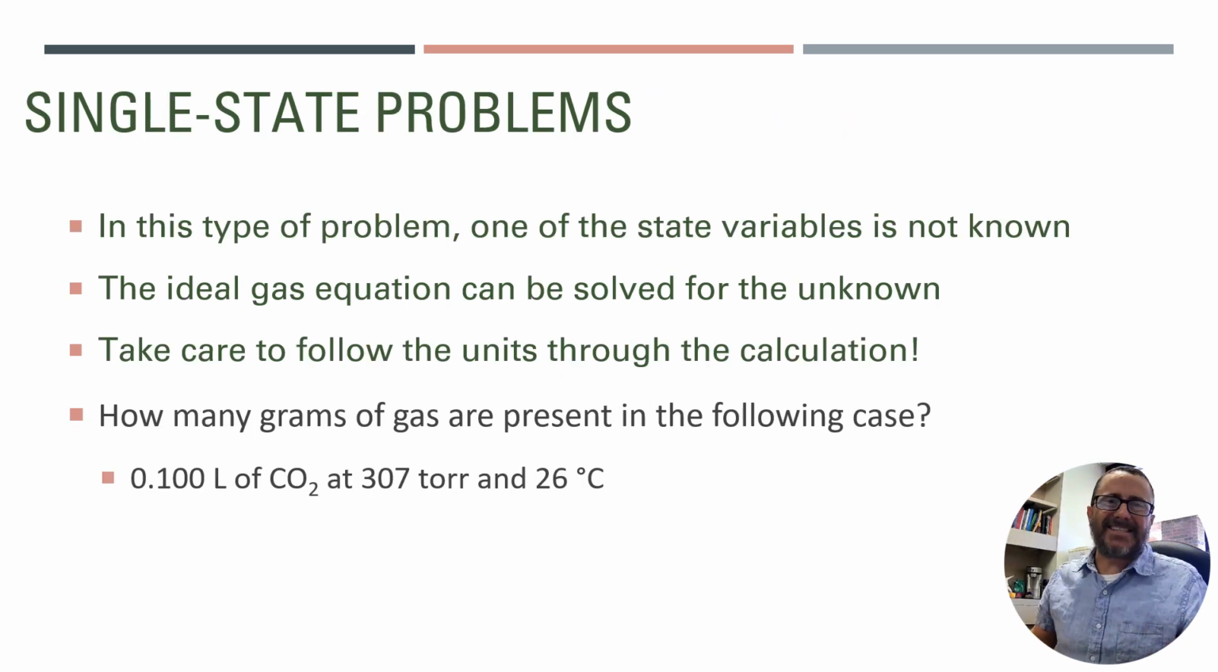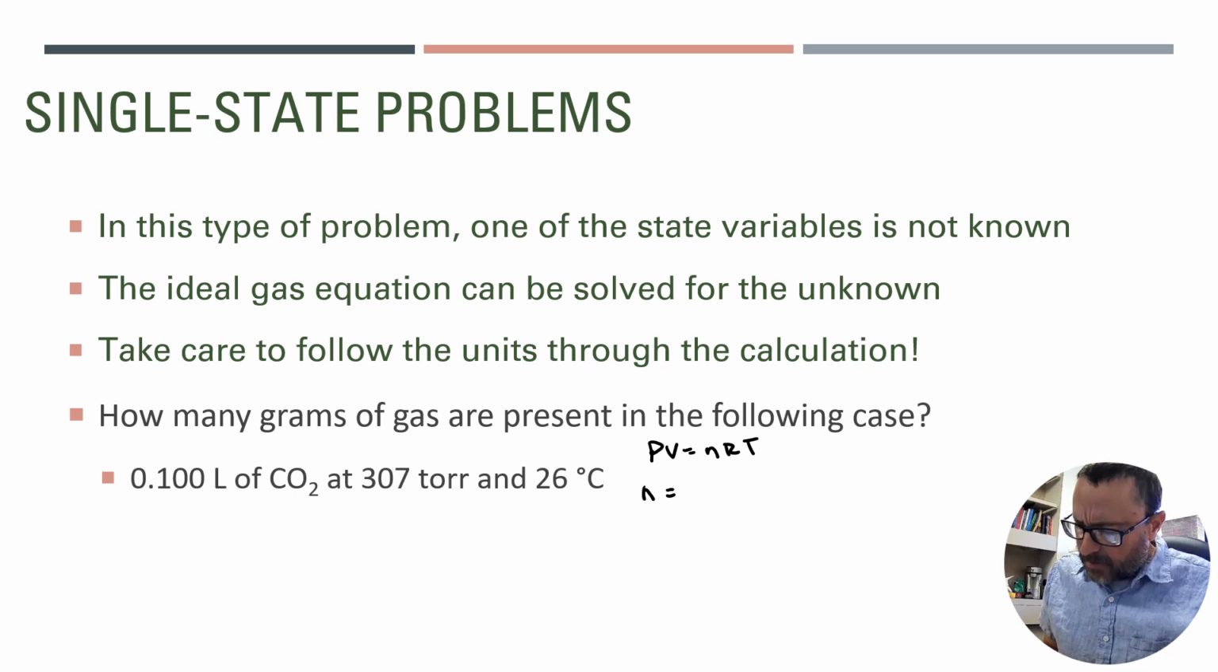Next off, easiest ones are probably our single state problems. This one says that if you've got a single state problem, we just have one of the variables that we don't know. In this case, it asks how many grams of gas are present. I have 1 liter of carbon dioxide at 307 torr and 26 degrees Celsius. So we have PV equals nRT, and we want amount. It says we're going to do grams, but I can't do that here, but we can get to grams. That's fine for the amount, because we don't know that, is equal to PV over RT.